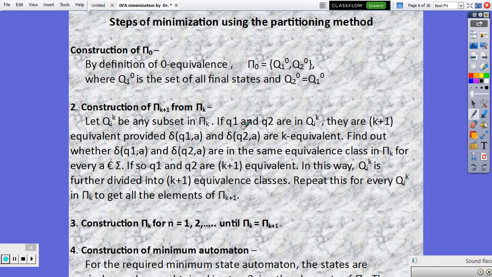And then in second step, what we try to identify is that the set which we have identified in step 1, is it possible to split the sets further on the basis of equivalence, and we proceed in this manner until we find that pi k equals pi k plus 1. The moment we find that pi k equals pi k plus 1, that means we have to stop the process and we have already achieved the minimized DFA. So we will take one example to better understand this method.